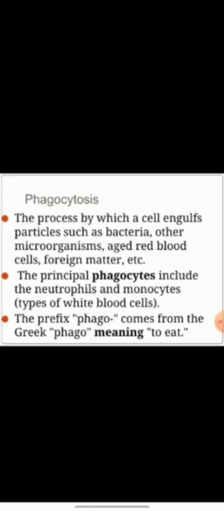Then comes the word phagocytosis. It is when a cell engulfs a particle like bacteria or other microorganisms, aged RBCs, or foreign matter. The principal phagocytes include the neutrophils and monocytes. They are types of white blood cells. They are phagocytes because they digest bacteria, microorganisms and inflammatory cells. The prefix phago comes from the Greek phago, meaning eating. So phagocytosis means eating of the tissue.